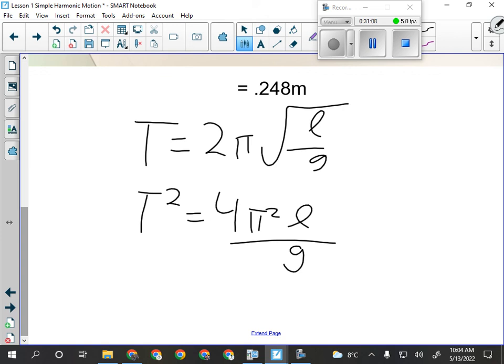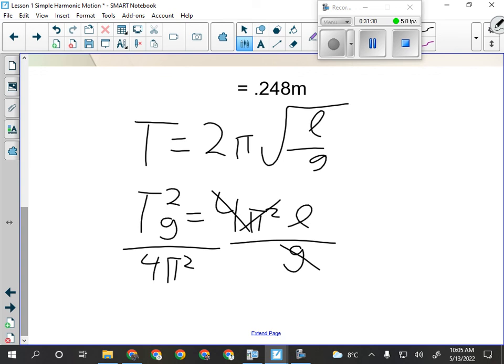Okay, that gets rid of the roots. L and g are now no longer rooted. Okay, and everything else is squared. So I want to get L by itself. I multiply both sides by g. Divide both sides by 4 pi squared. I'm left with L. Plug in my numbers. It's not a difficult manipulation by any stretch. You just have to remember to square everything.